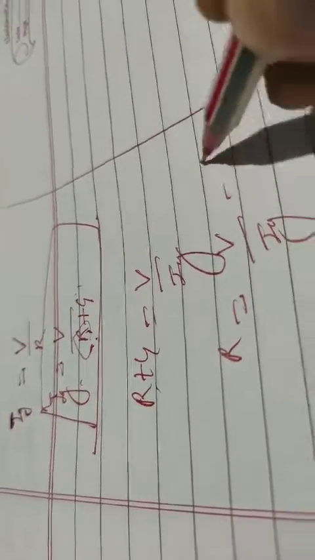Or if you want to find the resistance, you take it like this: R plus G is equal to V by IG. So your R is nothing but V by IG minus G. This is the second method. So this is the part which you have to understand. Now we will move to the topic potentiometer. Let us focus on the potentiometer.